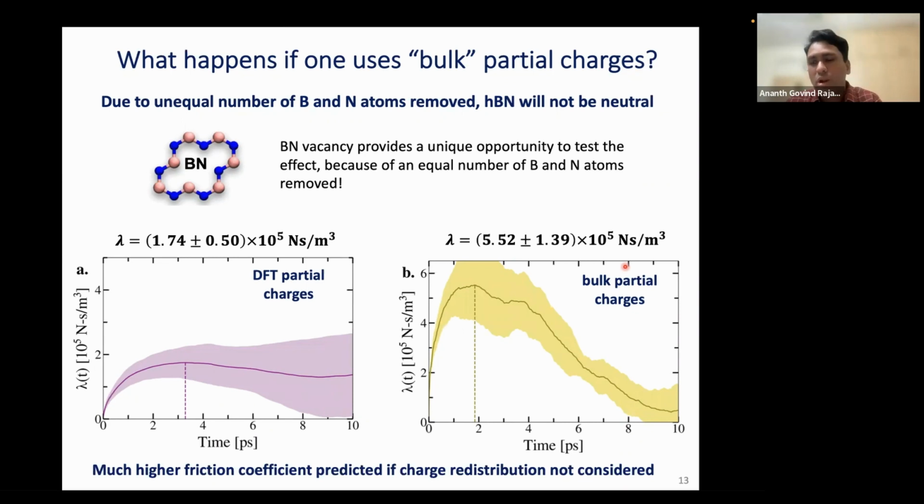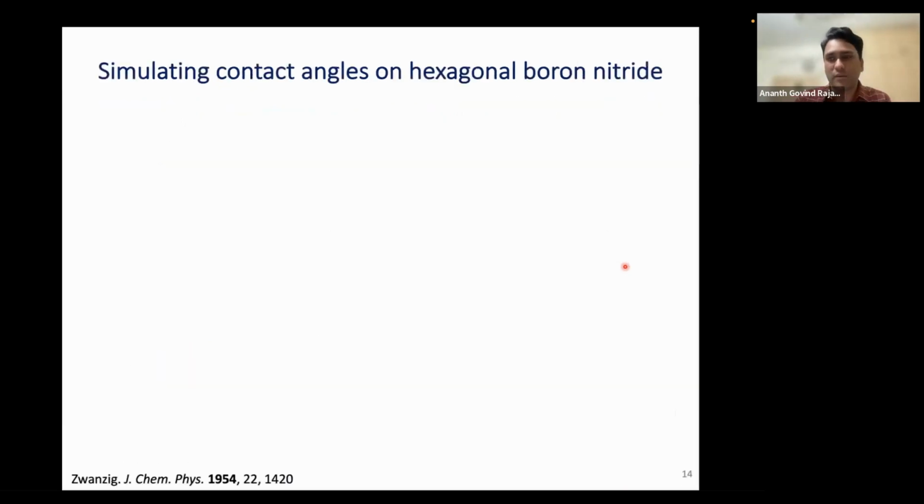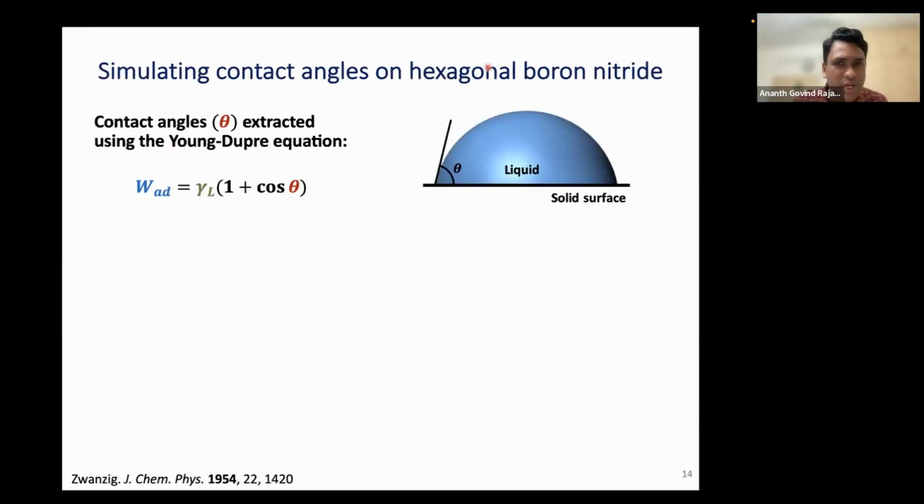So that was all about the friction coefficient with vacancy defects, right? But we were also interested in understanding the contact angle in the presence of defects, and also roughness on the surface. To simulate the contact angles, we use something known as the Young-Dupre equation, which states that the work of adhesion, which is the free energy required to separate water from the surface, is related to the contact angle theta as gamma, the surface tension, times 1 plus cosine of theta, right?